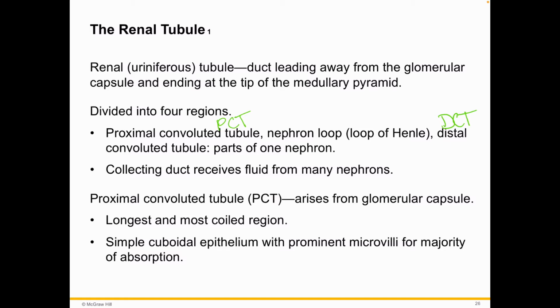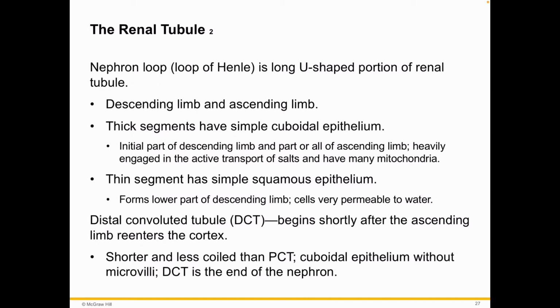And then eventually, after we are completing that filtration process or managing the filtrate, it's going to leave via the collecting duct. So let's start with the proximal convoluted tubule, or the PCT. It's going to arise from the glomerular capsule. It's the longest and most coiled region, and it has a lot of simple cuboidal epithelium, which is going to allow for the beginning of the absorption process, especially with little microvilli sticking out.